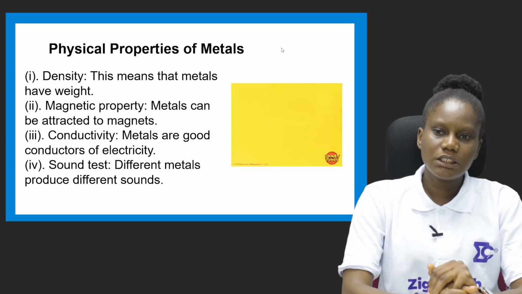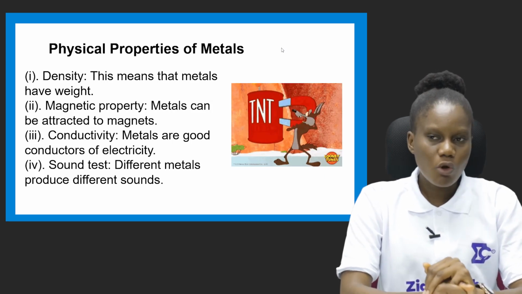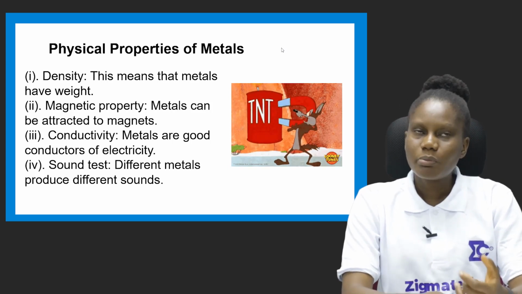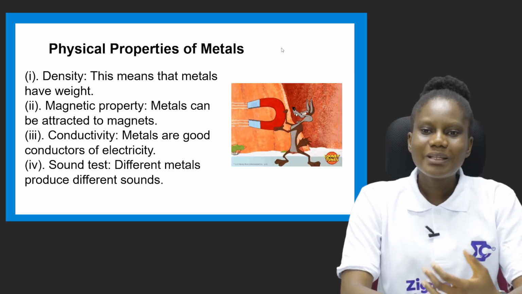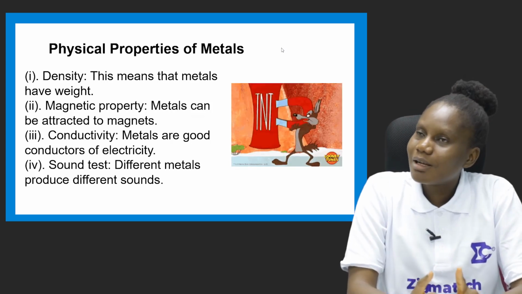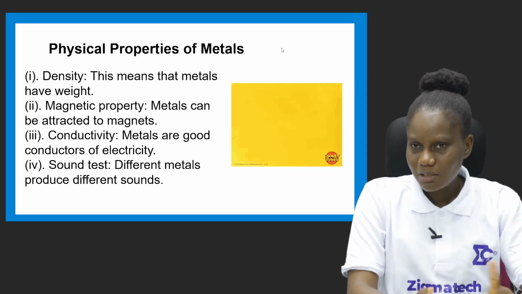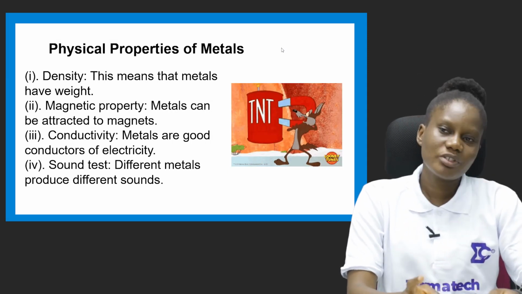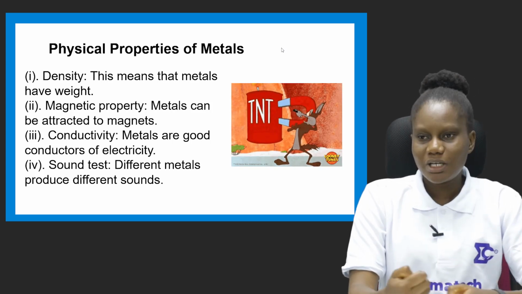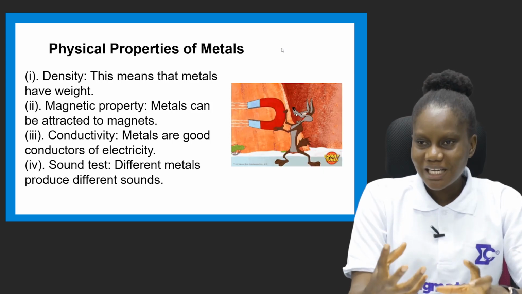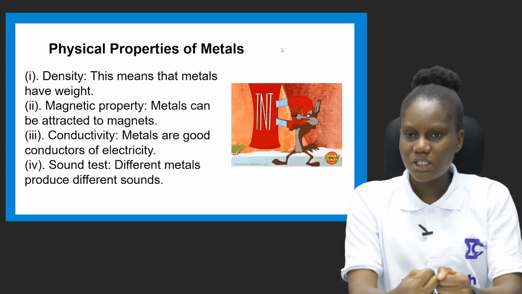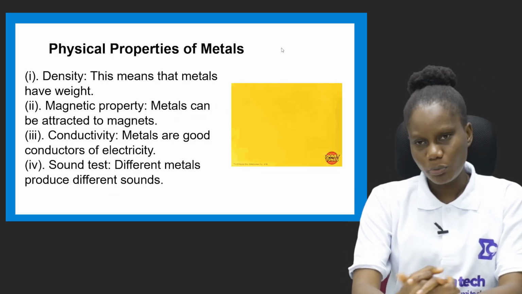Number two is magnetic property. I know by now you already know that not all metals have magnetic properties, and the ones that do not have magnetic properties are called non-ferrous metals. Metals can be attracted to magnets, but the metals that can be attracted to magnets are ferrous metals, but it's still part of the physical properties of metals. They can be attracted to a magnet, just as you see in the video, where the magnet is attracting another metal to itself to show that it has a magnetic property.